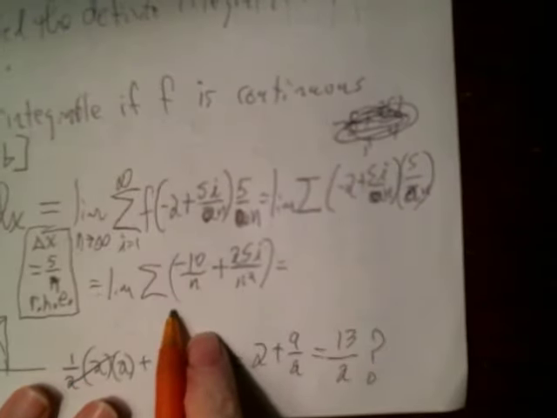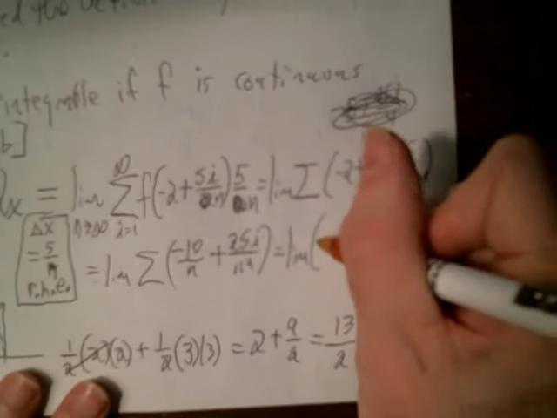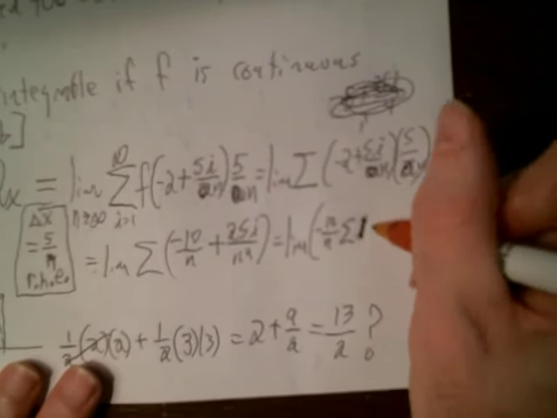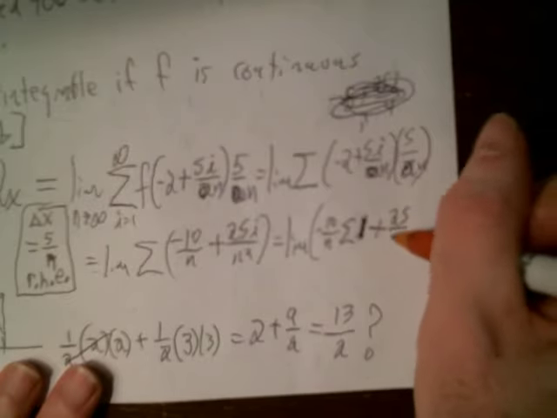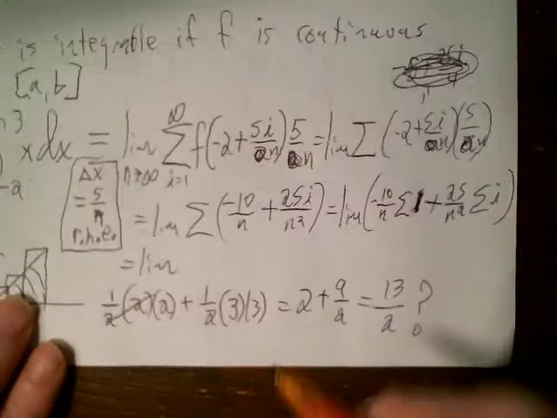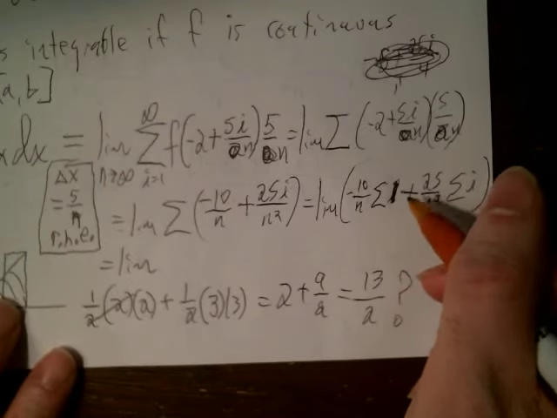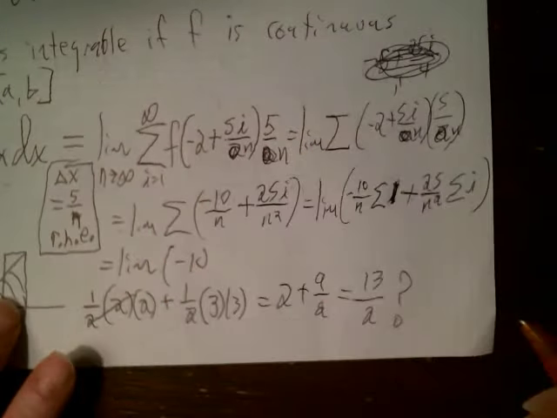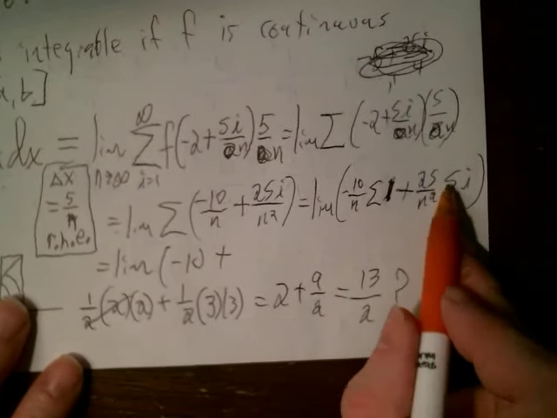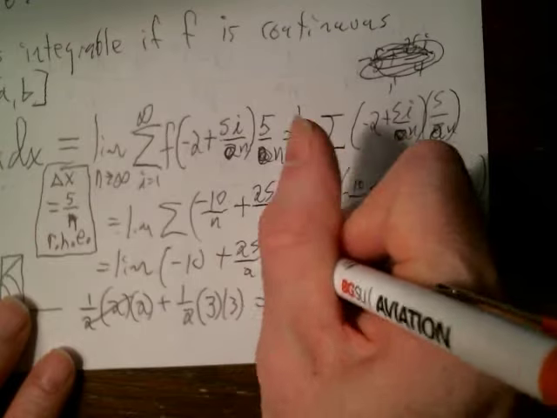Okay. I can factor out anything that's not dependent on i, so you end up with the limit of -10 all over n times the sum of 1, and then plus 25 all over n squared times the sum of i. So that'll be the limit of -10 over n times n, which will be -10, and then plus 25 over n squared times n plus 1 over 2. So you get 25n squared over 2n squared, so 25 halves is the answer there.